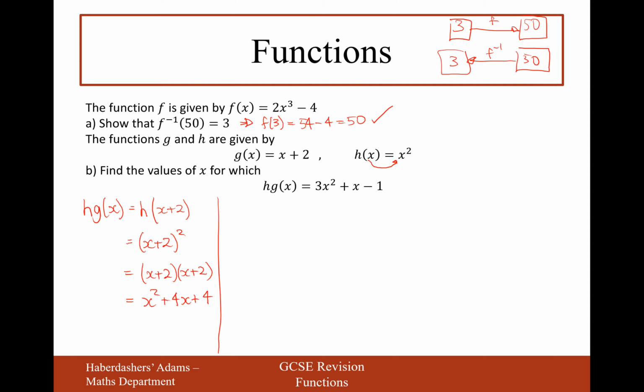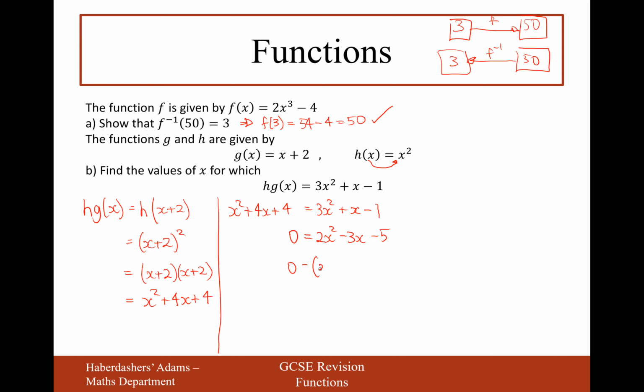So now comes the part of the question where I need to do x squared plus 4x plus 4 and set it equal to 3x squared plus x minus 1. And I need to solve this equation now. So what I'm going to do is I'm going to move everything onto the right hand side, not leaving anything behind. So 0 is left behind. Take away x squared first, now take away 4x, that's minus 3x. And take away 4, so I'm now down to minus 5.